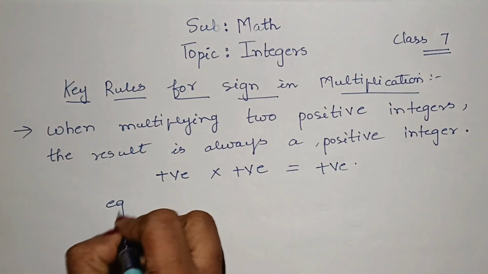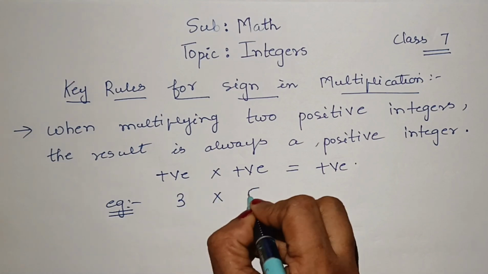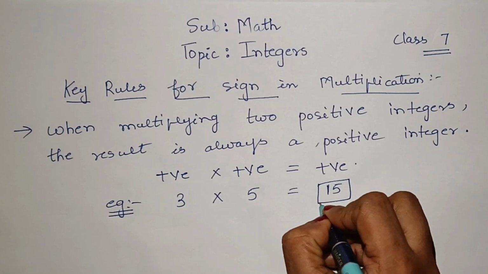Now, let's see this rule with one example. Positive. So, 3 into 5. So, your answer is what? 15. Now let's see the second rule.